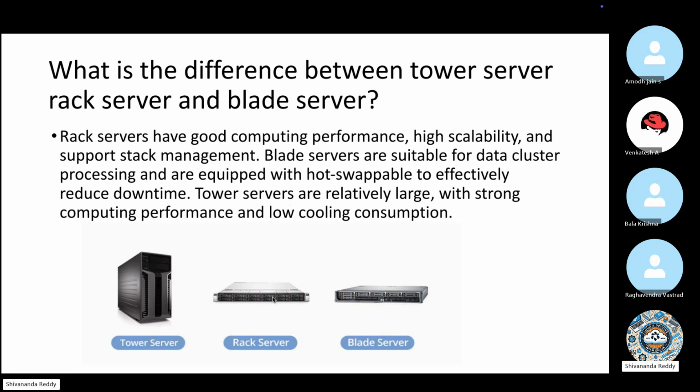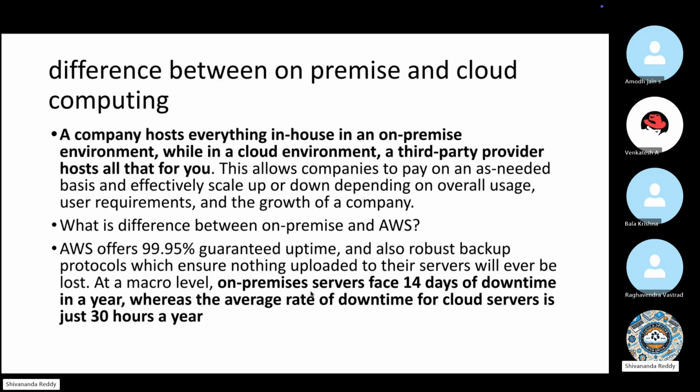This is a rack server. You can keep it in a rack. This is a blade server. Compared to rack and blade, blade is quite bigger. This is the types of servers which we have. Any questions?